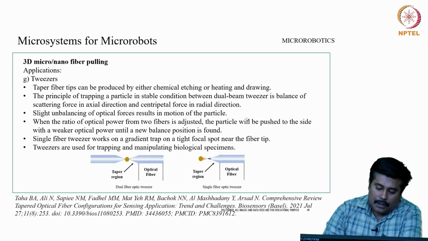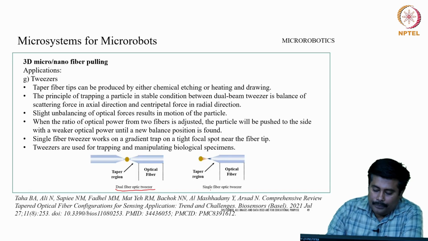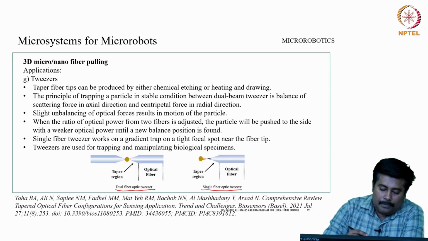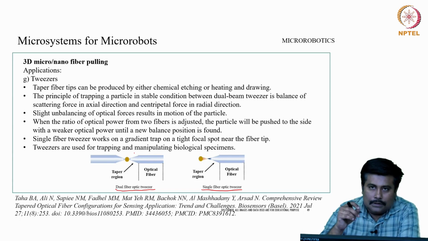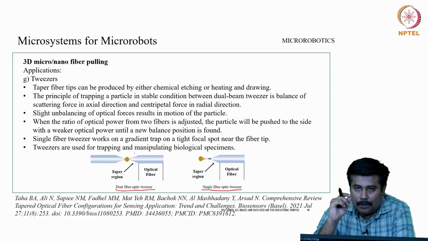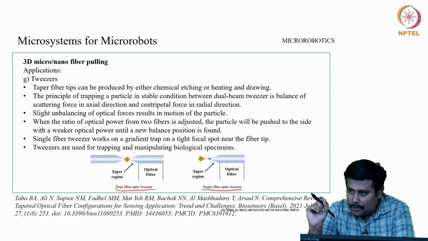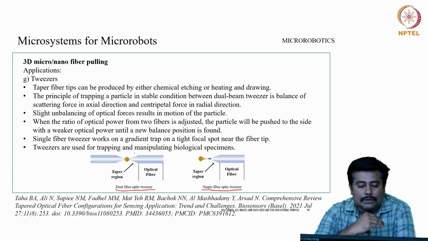If we look into the classification based on configuration, one is called a dual fiber optic tweezer and the other is called a single fiber optic tweezer. In the case of a dual fiber optic tweezer, we have two taper regions and the system in place. By manipulating it appropriately, we can have control over the structure. In the case of a single fiber optic tweezer, we can have control over manipulation at a particular point. These taper fiber tips can be produced by either chemical etching or heating and drawing.